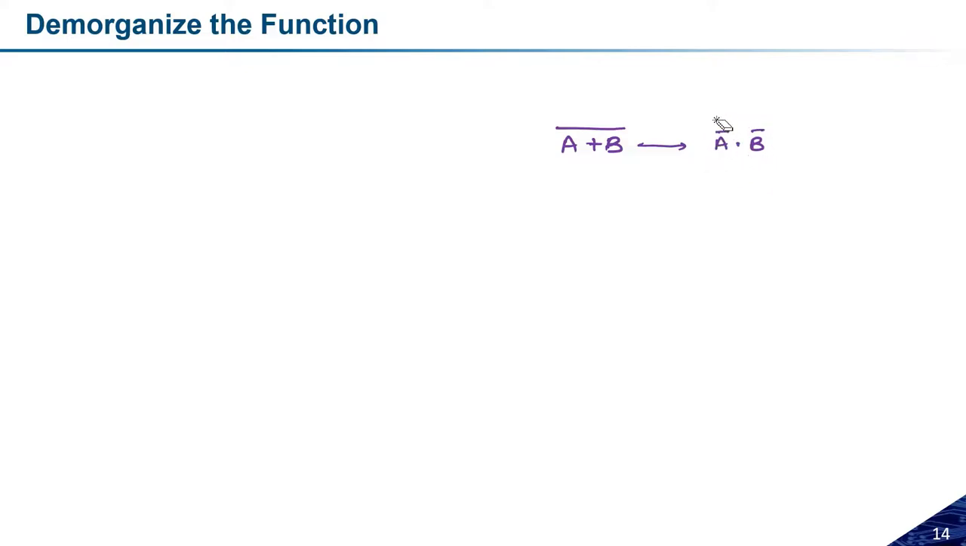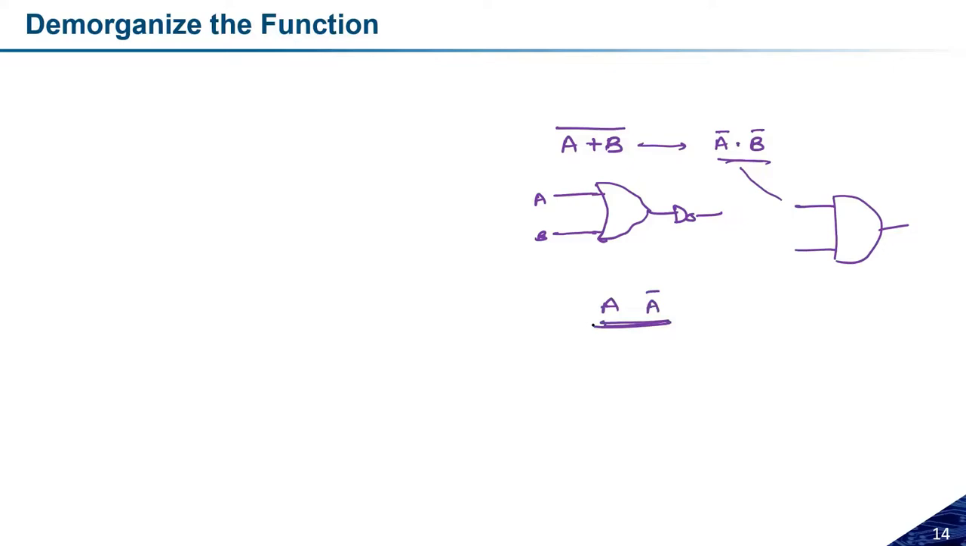Also, one of the reasons behind this: if I have to implement this logic, suppose I have A and B. First I need to OR them and then invert, so logically it needs a NOR gate, an OR followed by a NOT. Now, if I have A complement and B complement as inputs, simply by ANDing them I can get the same thing. We always expect that both A and A complement are available to us to design any circuit. By considering these things, we can see it like this.